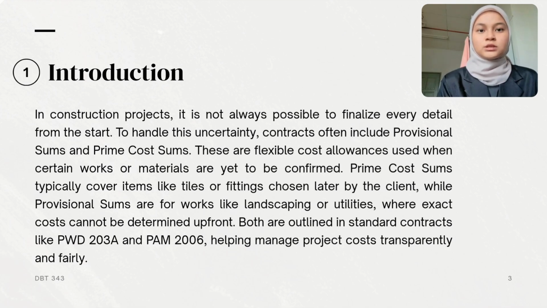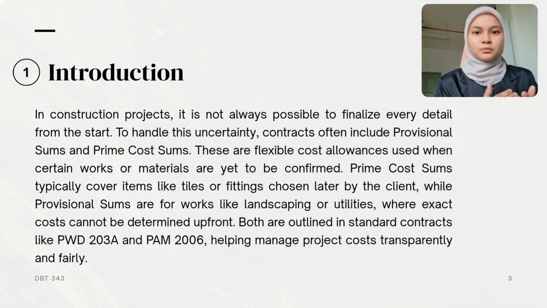In construction, managing costs is important from start to finish, but not everything can be decided at the beginning. Some items or works detail are left open. That's why contracts often include prime cost sum and provisional sum. Prime cost sum are used for things like tiles or lights the client will choose later. The contract includes an estimate and the final cost is adjusted once the actual items are picked.